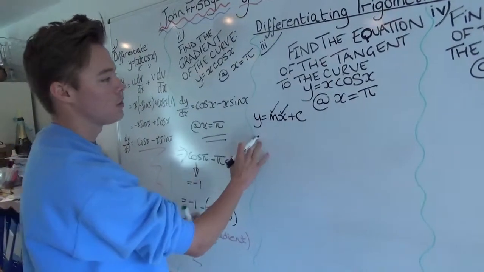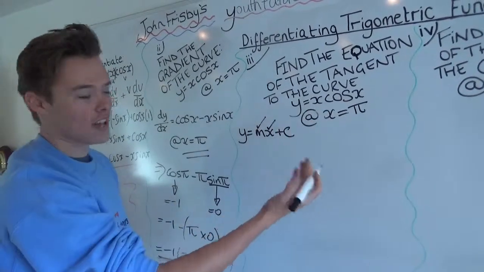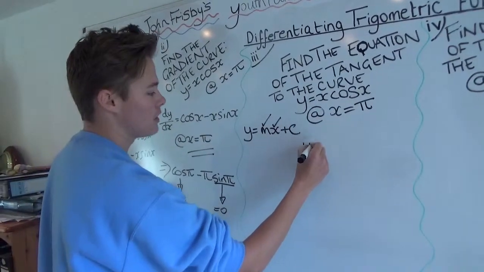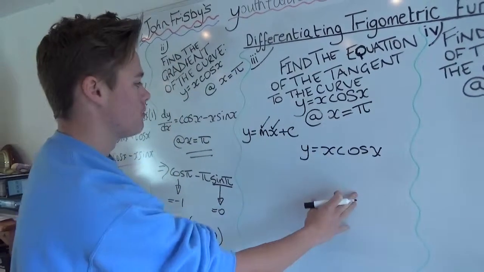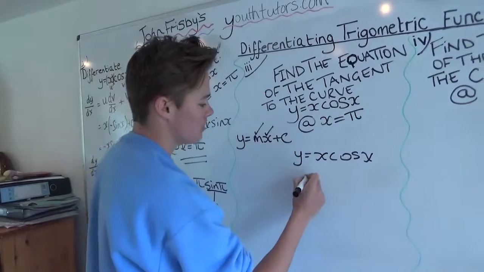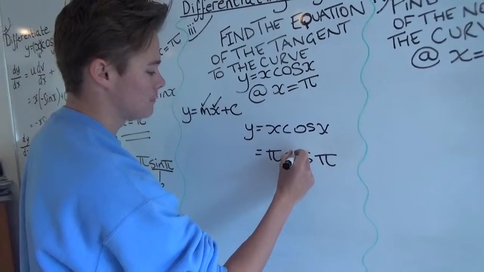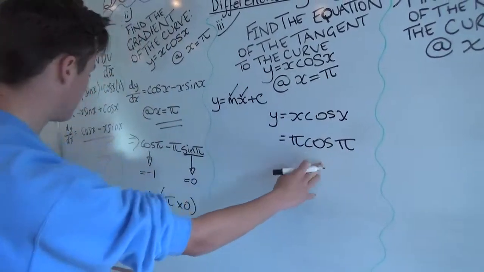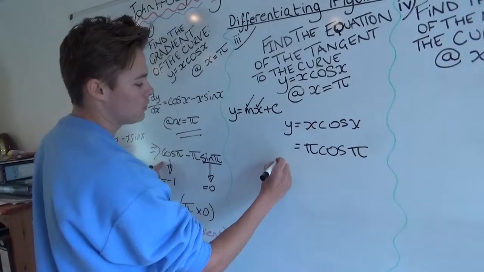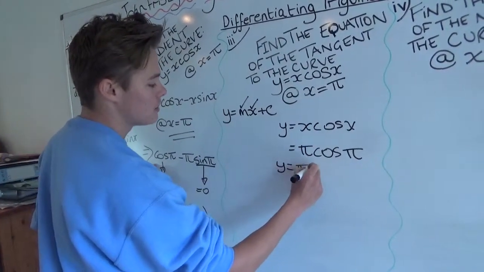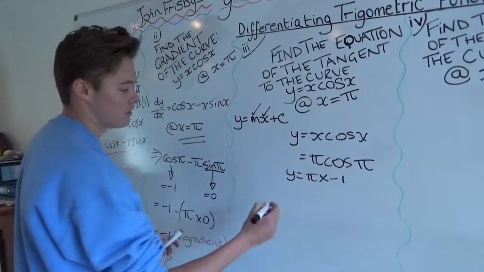The easiest one for us now to work out is y, because we've been given the initial equation here, which is y equals x cos x. So I'll quickly write that in here. y equals x cos x, at x is equal to pi. So we can rewrite that as pi cos pi. And then, as we worked out in this question here, cos pi is equal to -1. So therefore, y is equal to pi times -1, which is just minus pi. Very, very simple.